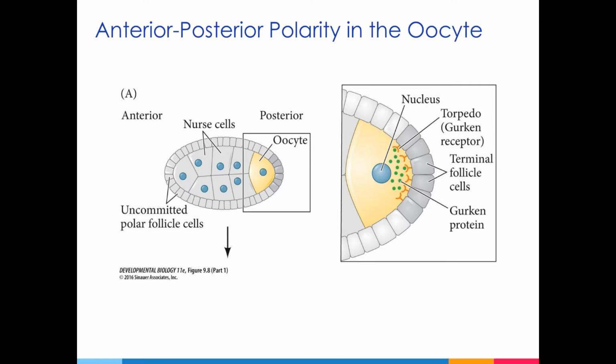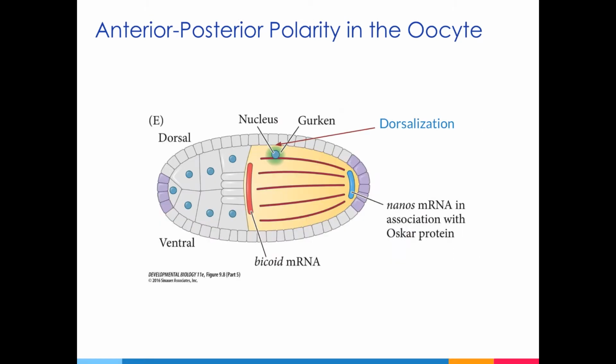Remember that gurken becomes localized initially to the posterior of the oocyte, and it signals to the posterior follicle cells, which respond by sending signals that reorganize the microtubules. And recall that the reorganization of the microtubules allows different factors to be apportioned to the anterior and posterior regions of the oocyte. As the cell expands, the nucleus moves from the posterior region to the dorsal anterior region, and it brings with it the gurken message.